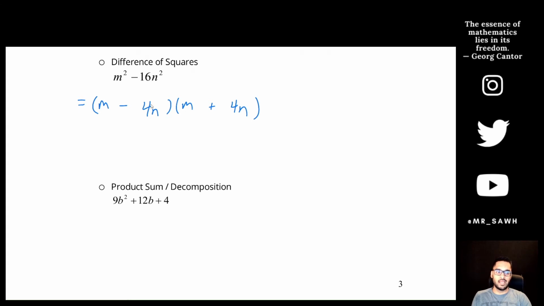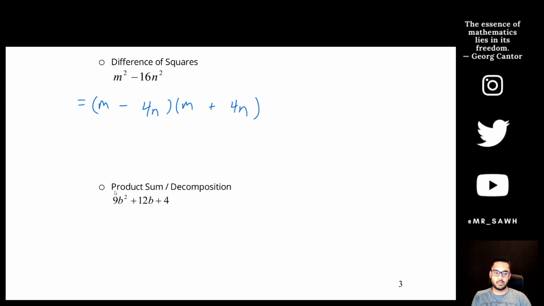The reason why the signs have to be different is that if you were to expand this using the distributive property and multiplication of binomials, your middle term will end up canceling out. I'm going to have negative 4nm's plus 4nm's. They will disappear for 0. So the signs need to be different. If they're both negatives, the middle term won't cancel. If they're both positives, the middle term won't cancel either.